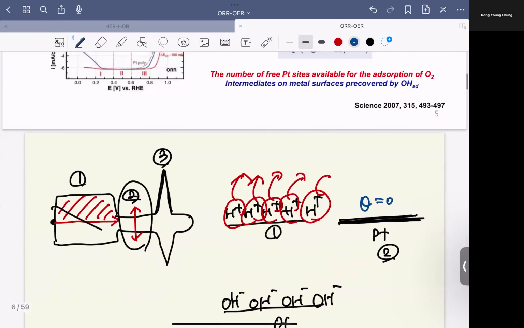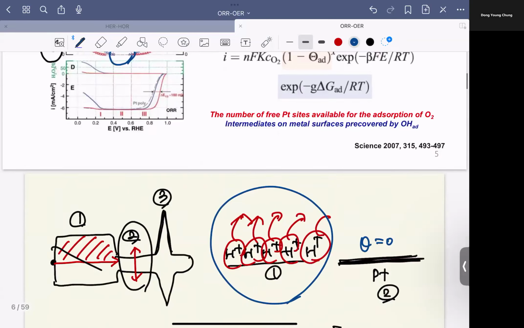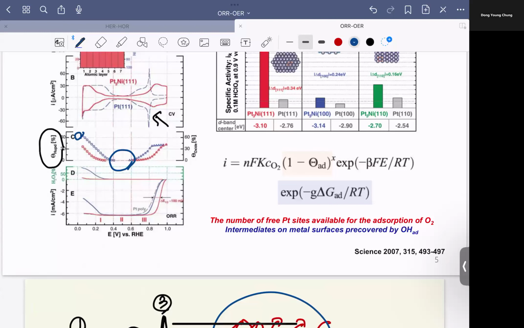What about region 1? At the very beginning, the surface is covered by the proton, right? And if you increase the potential, the adsorbed hydrogen, the proton, can be desorbed, which means that the surface of the platinum can be exposed, right? What about increasing the potential further? Then, as you can see, OH adsorption occurs, right? And we would like to correlate the oxygen reduction reaction curve with the cyclic voltammogram, right?